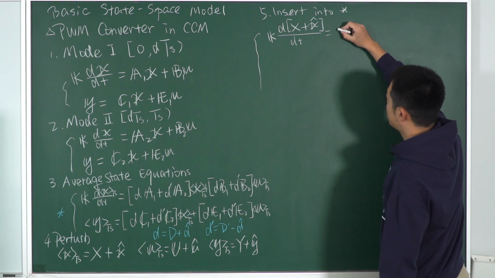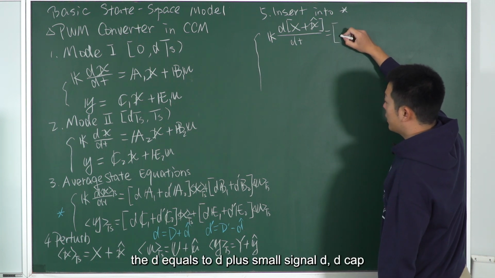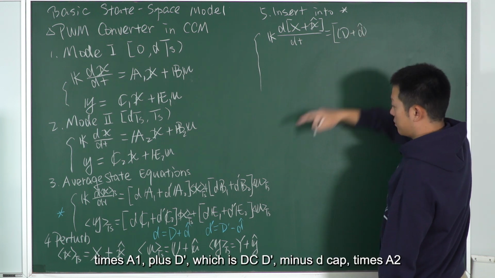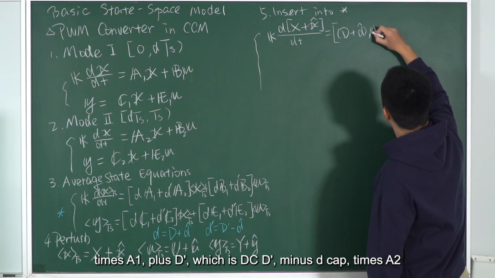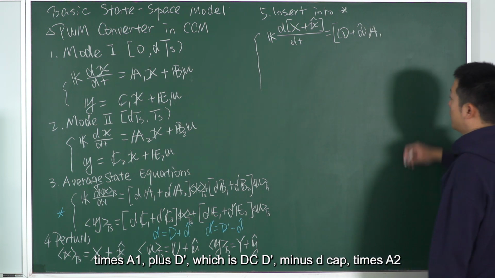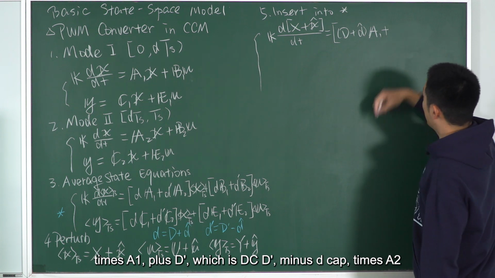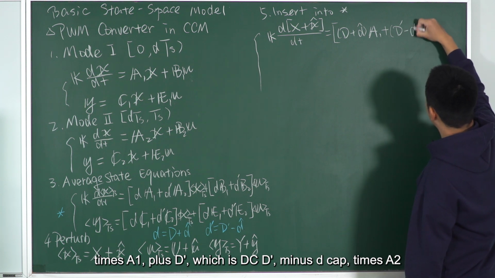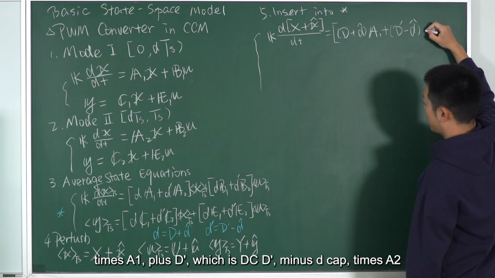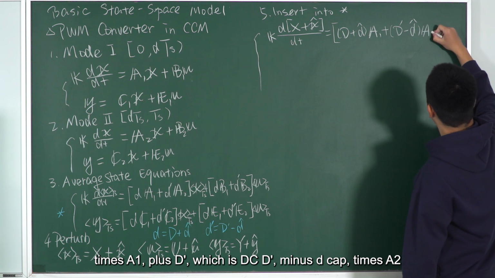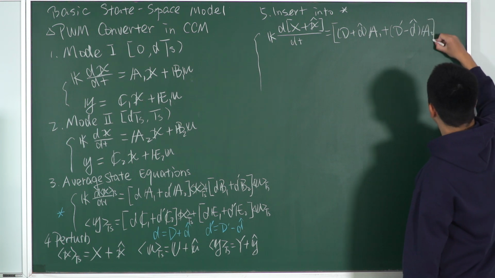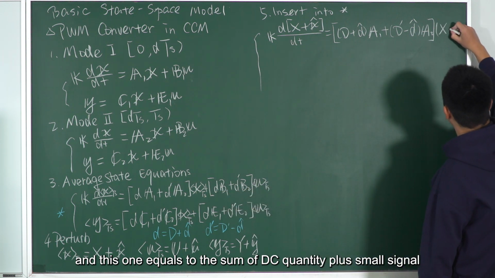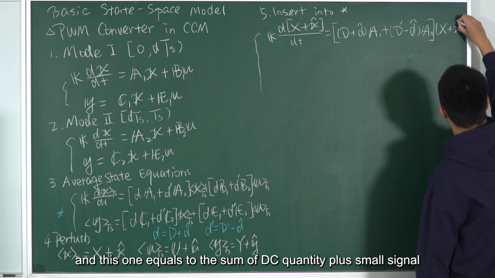So equals to the d equals to d plus small signal d cap times A1 plus d prime, which is DC d prime minus d cap times A2. And this one equals to the sum of DC quantity plus small signal.